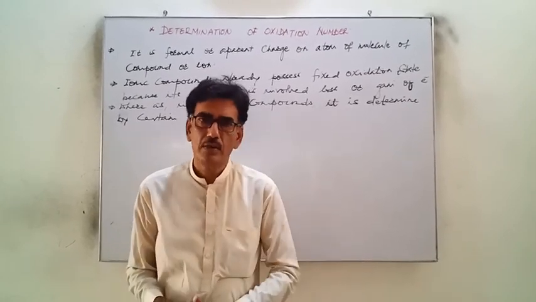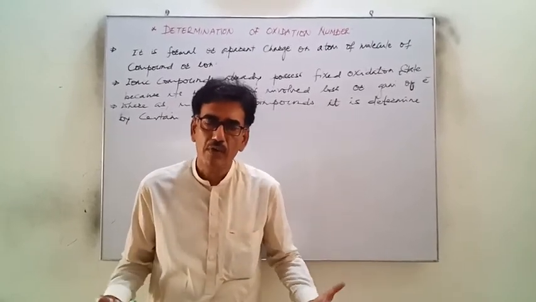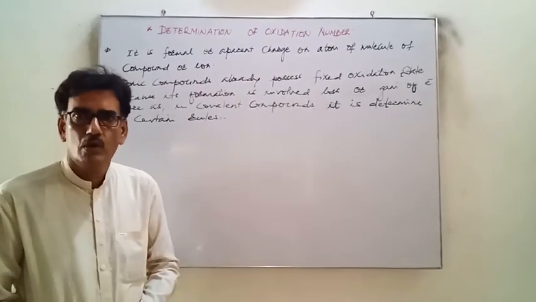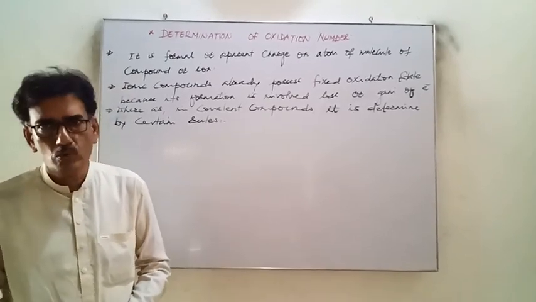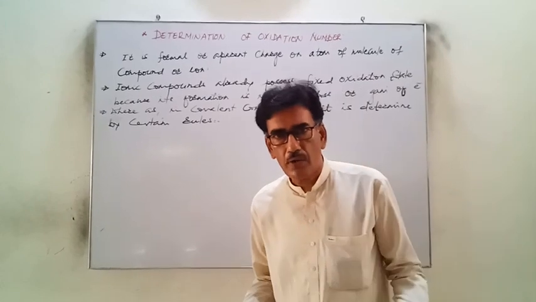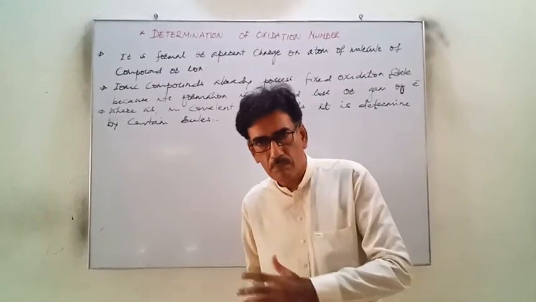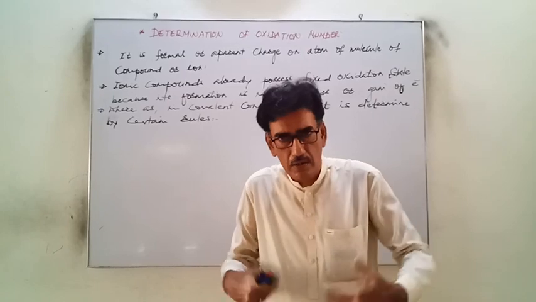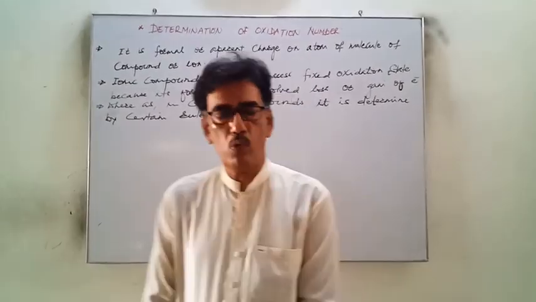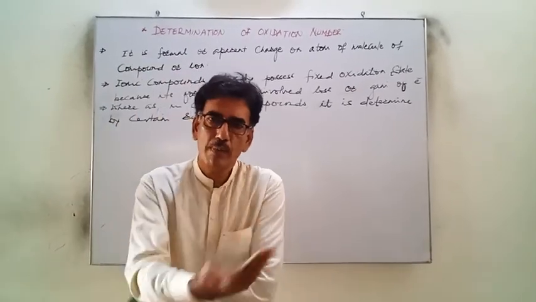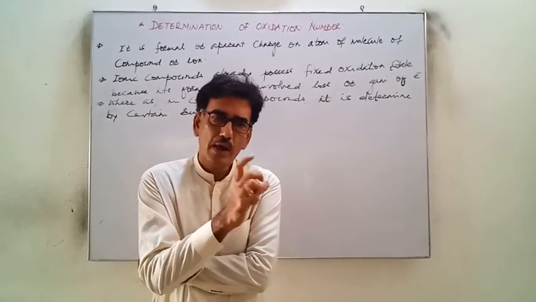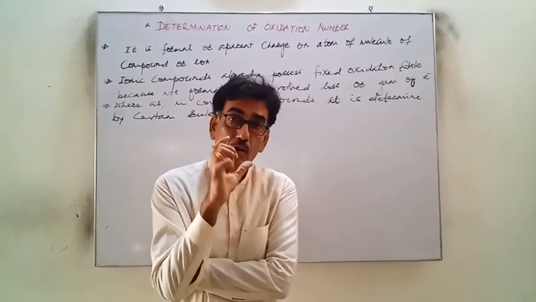The matter of fact is that we have a determination, and that determination involves covalent compounds. As you know, covalent compounds are formed by a covalent bond, which is formed by mutual sharing of electrons. So no positive or negative charges are developed. But in those compounds, we have to choose an element or atom from the compound, or even from the ion, and then check the oxidation number.